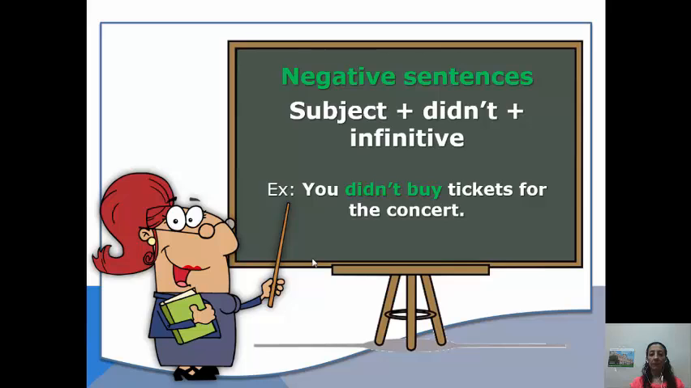Negative sentence is formed the same way as with the regular verbs. We put the subject plus didn't plus the infinitive verb. Example: you didn't buy tickets for the concert. Didn't and the infinitive verb.